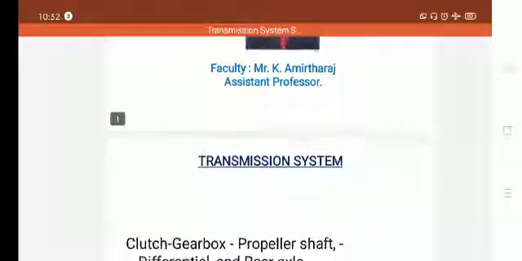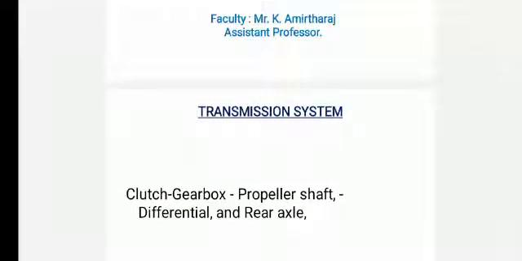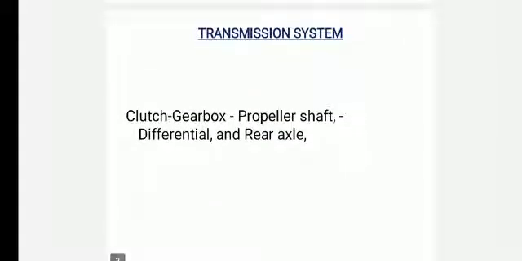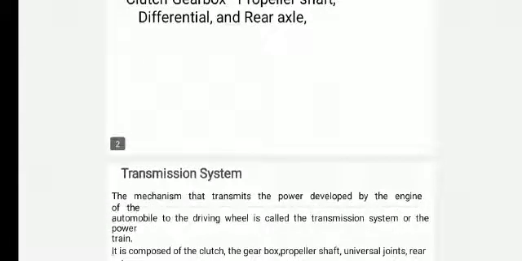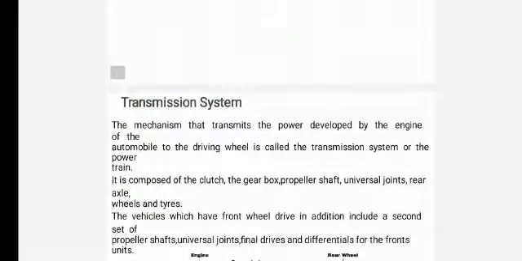So I have delivered a lecture about the transmission system in automobile engineering. In this transmission system, the components are clutch, gearbox, propeller shaft, differential and rear axle. So what is transmission system?